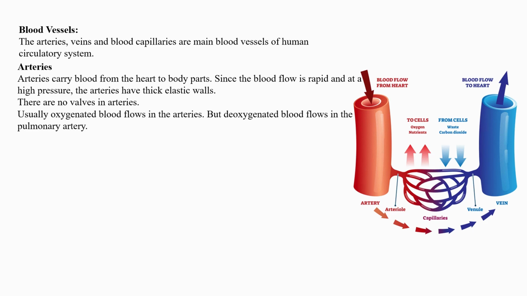What type of blood flows in the arteries? Usually, oxygenated blood flows in the arteries. Then, what is the pulmonary artery? Deoxygenated blood flows in the pulmonary artery.